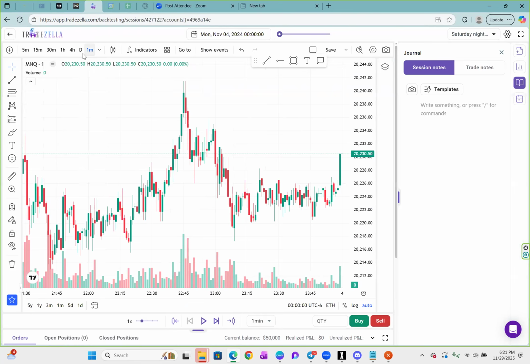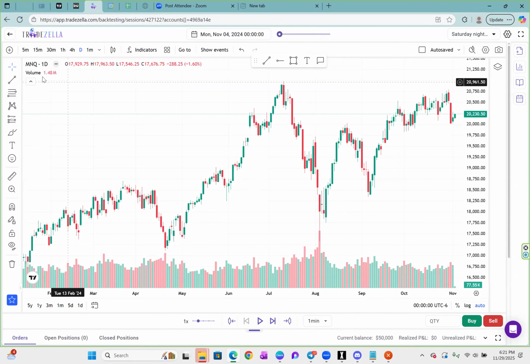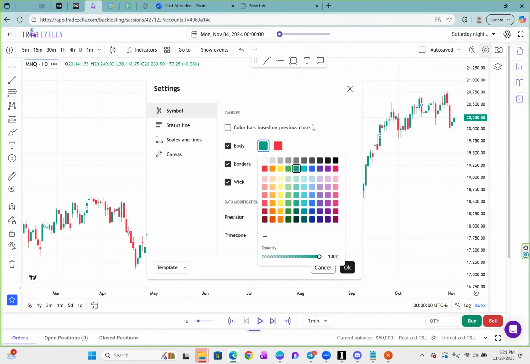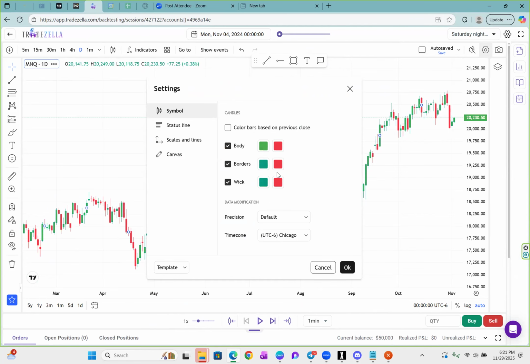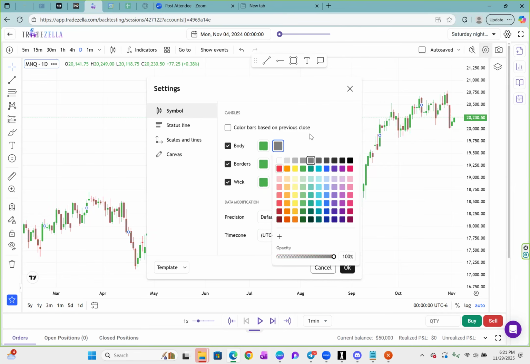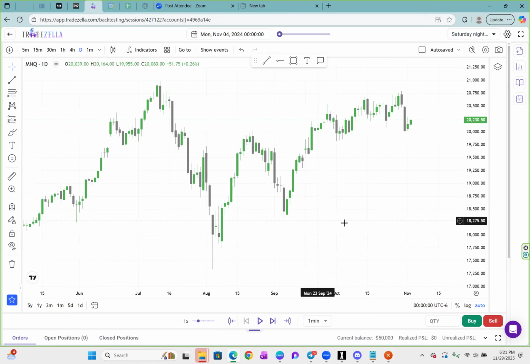Now, once you get in here, right, I'll explain these in a second. I like to delete the volume area and I like to change my colors. I'm not a big red and green fan. I'll do like maybe green with like black or gray. So my sell candles are going to be gray. All right. So I switch my colors.